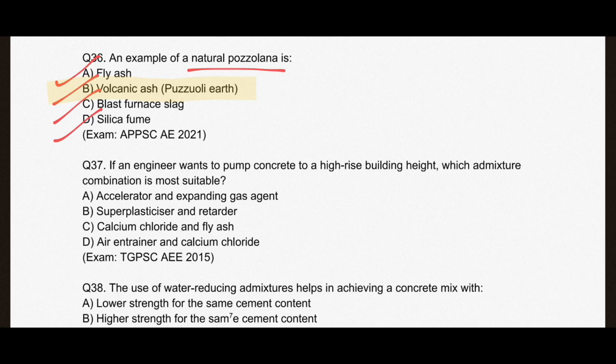37th question. If an engineer wants to pump concrete to a high-rise building height, which admixture combination is most suitable? Option A accelerator and expanding gas agent, option B super plasticizer and retarder, option C calcium chloride and fly ash, option D air-entrainer and calcium chloride. So the answer is option B, that is super plasticizer and retarder, both are needed.